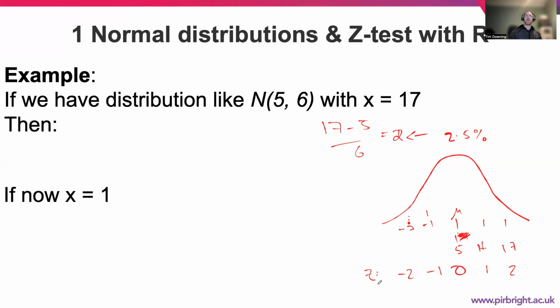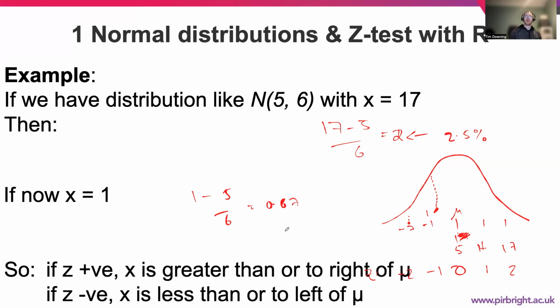If we have X equals 1, in essence, it's the same distribution, but we're just putting our values somewhere here. So what we're going to do is calculate our Z score corresponding to this point. It's going to be 1 minus 5 over 6, which is about -0.67. So what we can see there is, if Z is positive, then X is greater, and if Z is negative, then X is smaller as well.